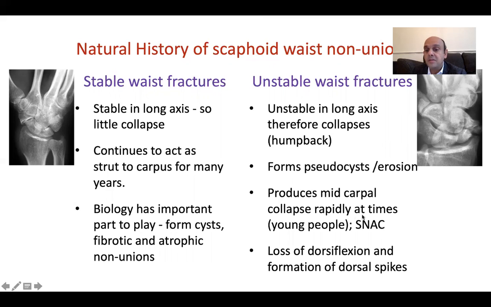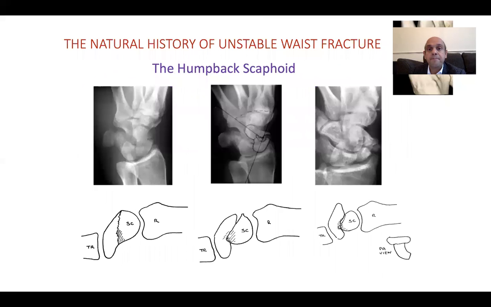And these are the ones which will go into SNAC, as opposed to stable waist. So you can see sclerosis there, but because it's stable in long axis in terms of force transmission, all those changes do not happen. It will go into non-union, but very, very rarely into SNAC. So again, further extension to the last slide, natural history of unstable waist.